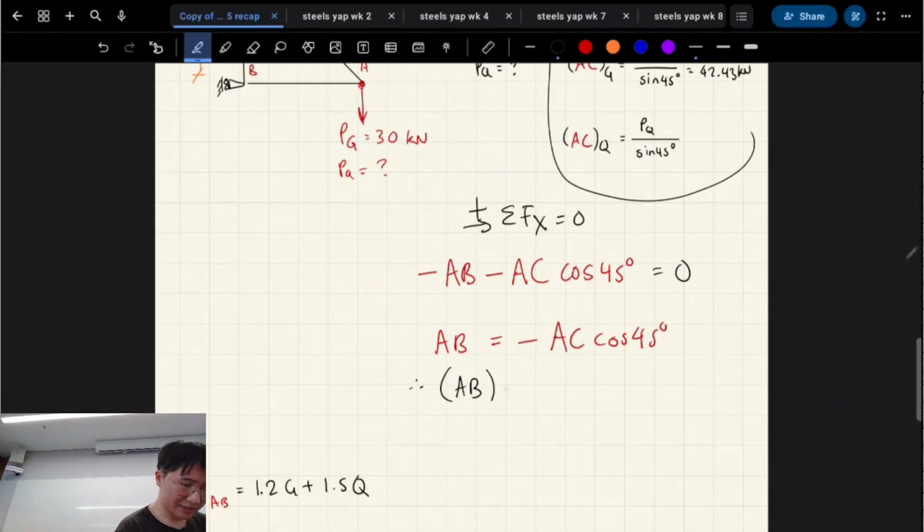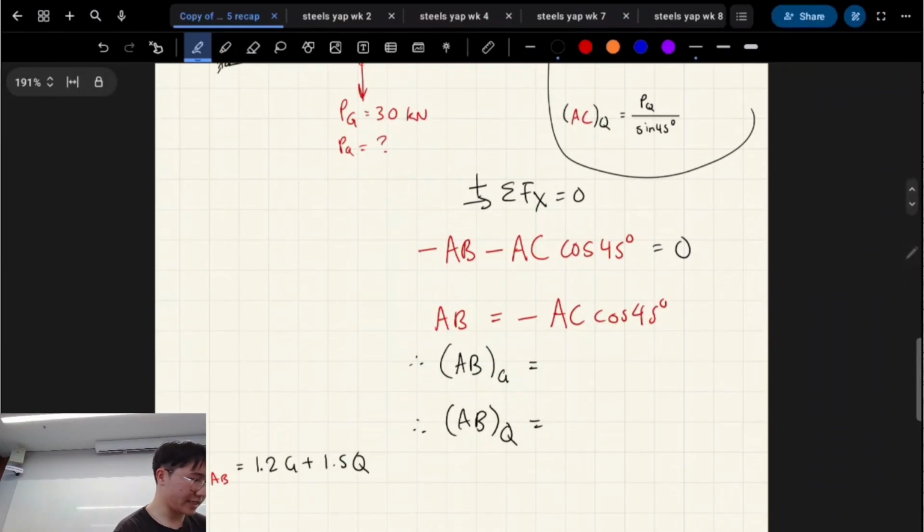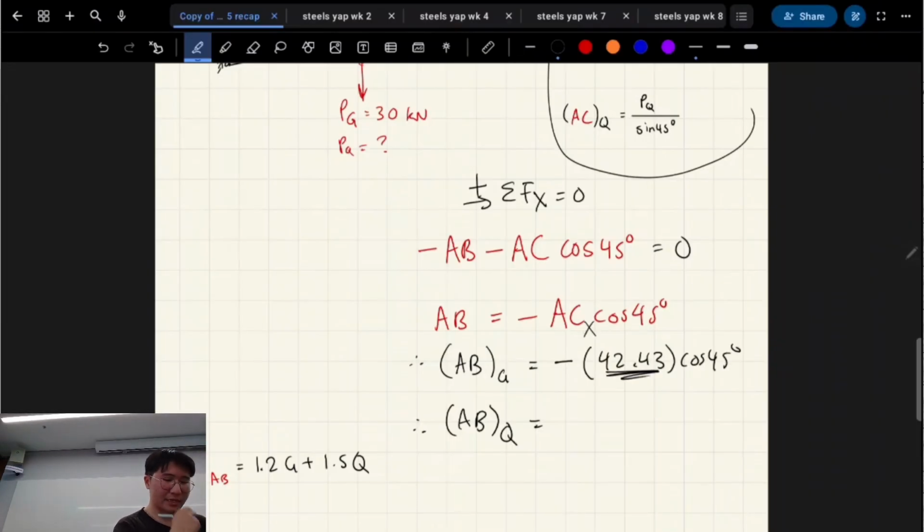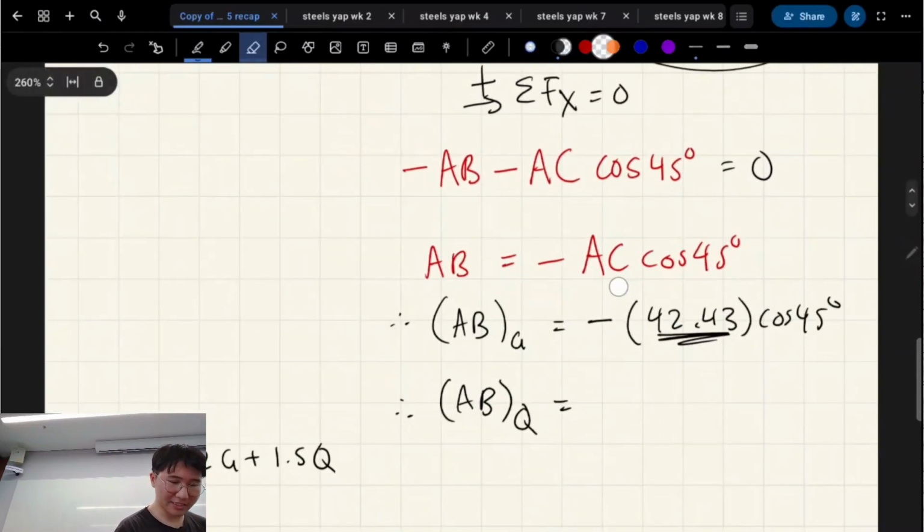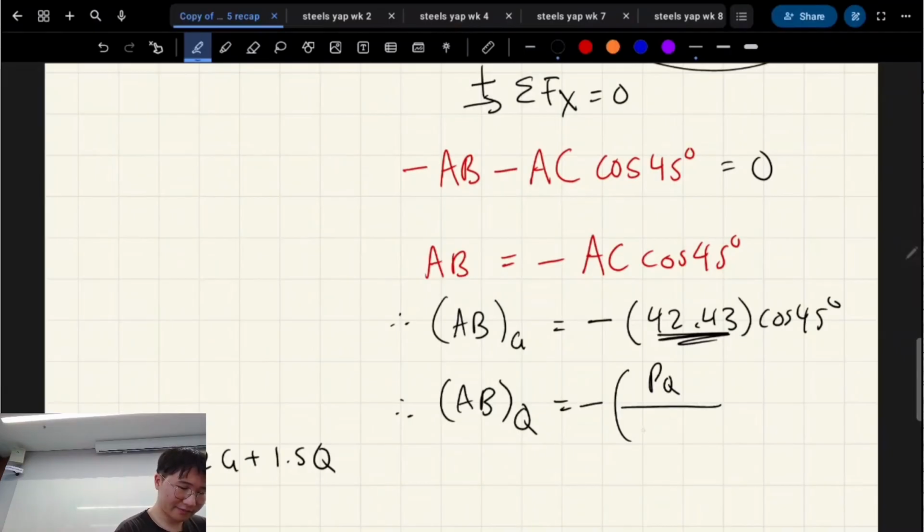So now we do the same thing. We're going to split AB into its G and Q components, okay? It's dead and live components. So all I've done is I've subbed in ACG, right? Which was this constant. And now this time we're going to sub in the unknown, which was ACQ, right?